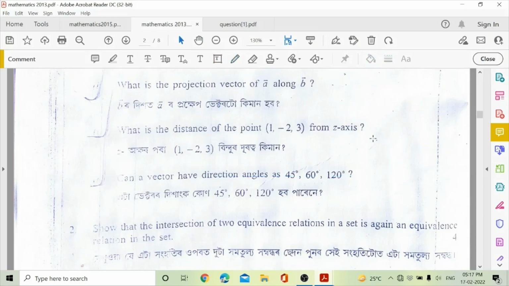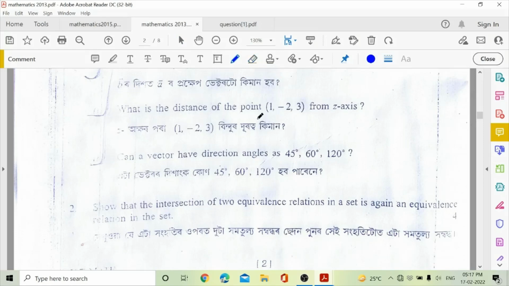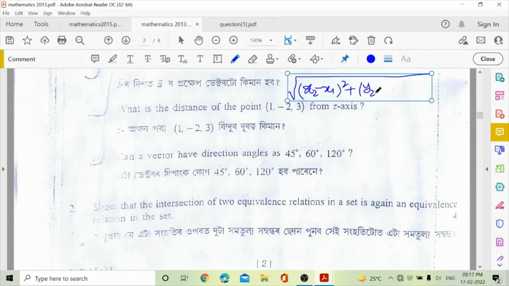Okay. So what is the next one? Next one is this one. What is the distance of this point from the z-axis? We have the idea. How can we find the distance between any two points? The formula is the square root of (x2 minus x1) whole square plus (y2 minus y1) whole square plus (z2 minus z1) whole square. This is the formula to find the distance between points in a 3-dimensional plane.